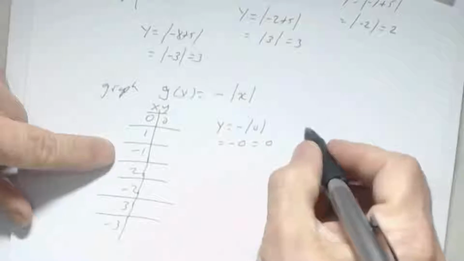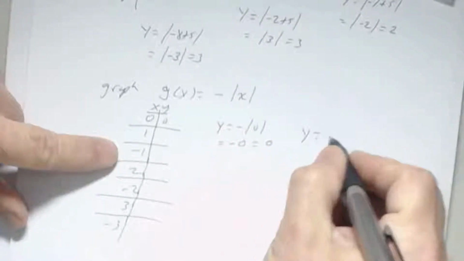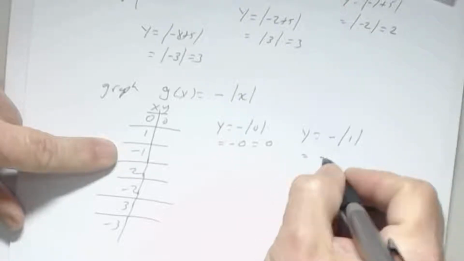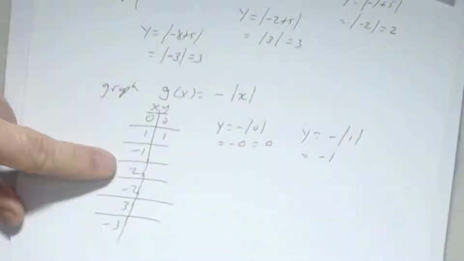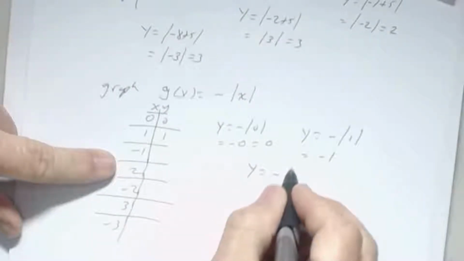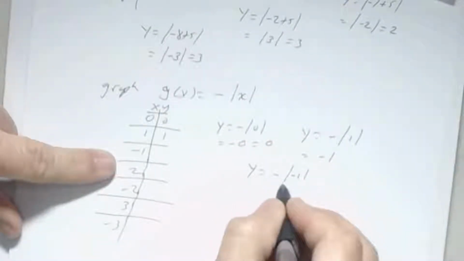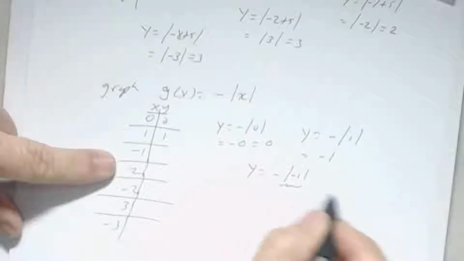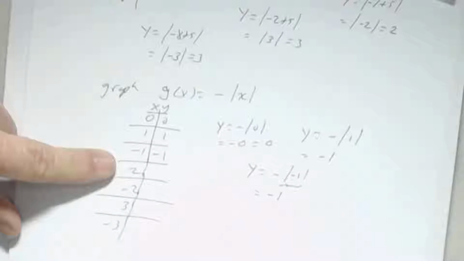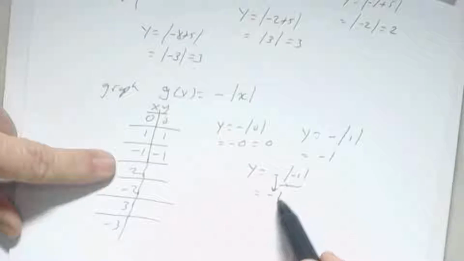When x is 1, I get y equals the opposite of the absolute value of 1. What's the absolute value of 1? And so this becomes a negative 1. When x is negative 1, I get y equals negative absolute value of negative 1. What's the absolute value of negative 1? 1. So this becomes a negative 1. Don't forget, this is just bring the negative down. The absolute value of negative 1 is a positive 1, but this becomes still a negative 1.